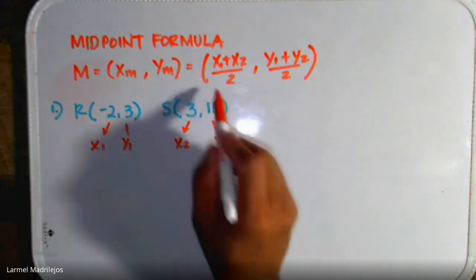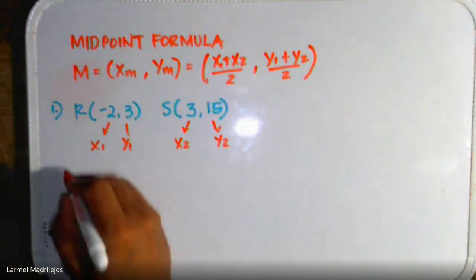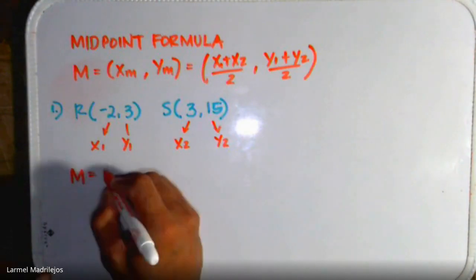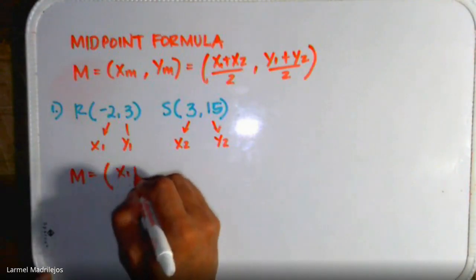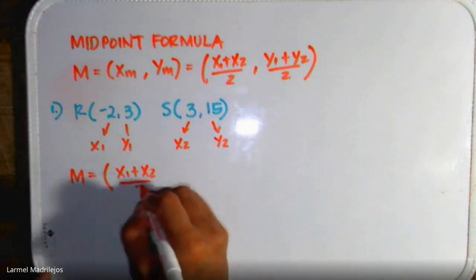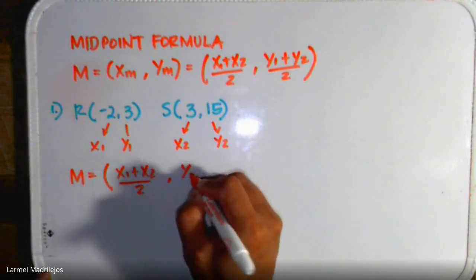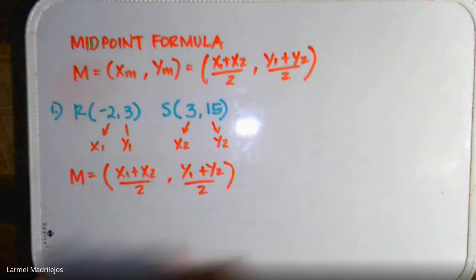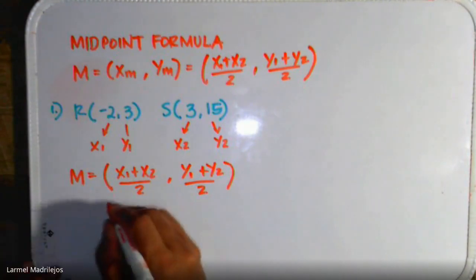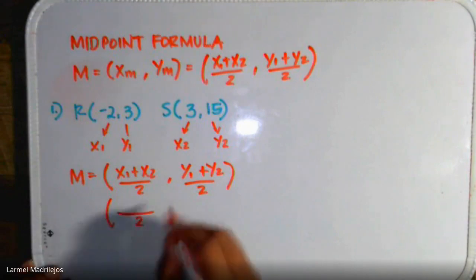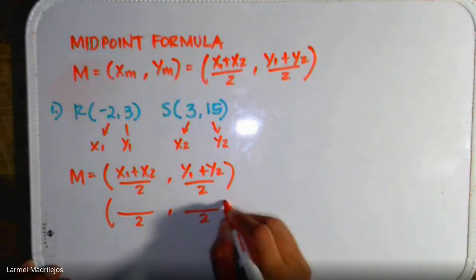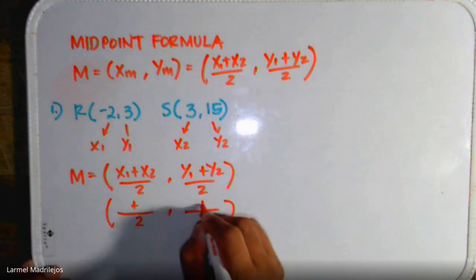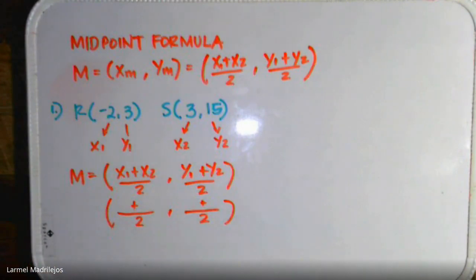Now I'm going to use this formula here. So I'm going to rewrite it here. The formula is x sub 1 plus x sub 2 all over 2, comma, y sub 1 plus y sub 2 all over 2. So we're going to substitute or plug in. I'm going to use the same formula over and over again. If you see this, I'm not going to change any formula here. So that's the formula.